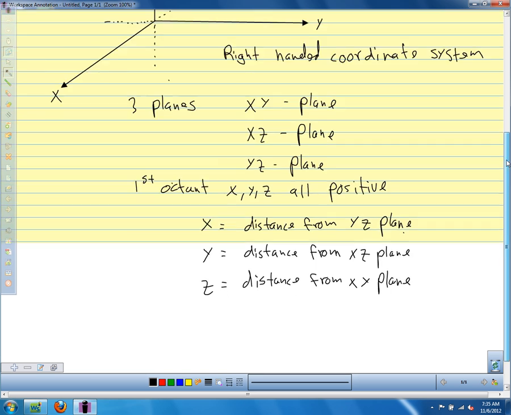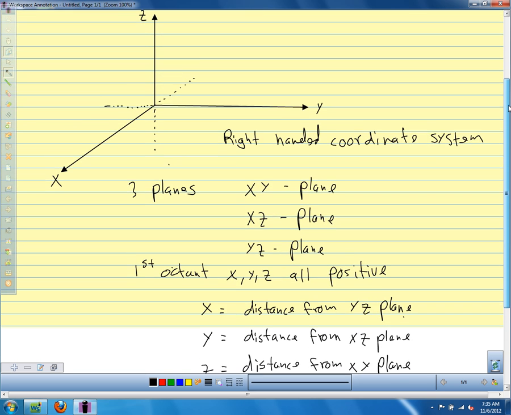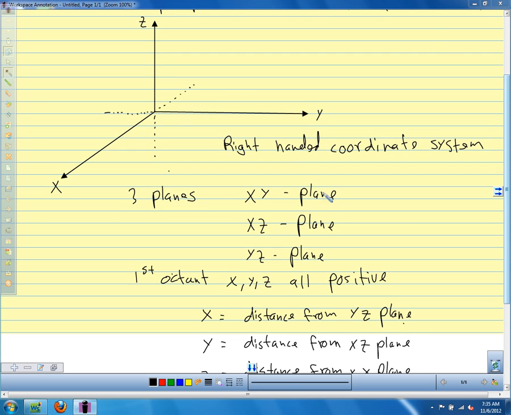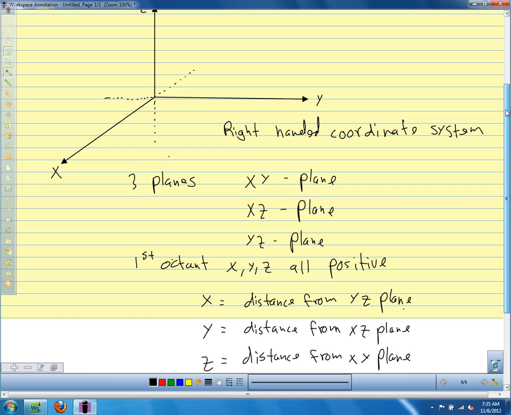So just a little terminology about our three-dimensional coordinate system. We'll talk about our three planes a lot. The first octant, we'll refer to on occasion, and it will be convenient to talk about our distances from our coordinate planes this way.